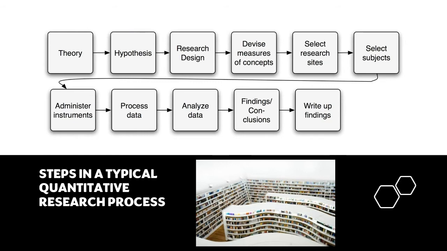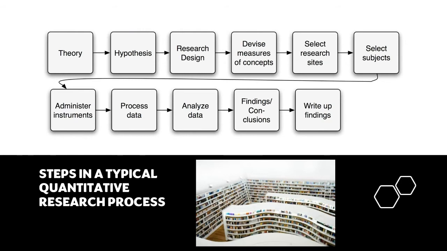As I said before, quantification is very step-like. It's very systematic. It goes from a first point to a last point. So it starts with theory. You go and read your theory. From your theory, you might derive a hypothesis or research questions or objectives. Then you set together a research design. You devise ways to measure your concepts. You select a research site. You select subjects or units or people or respondents through your sampling.